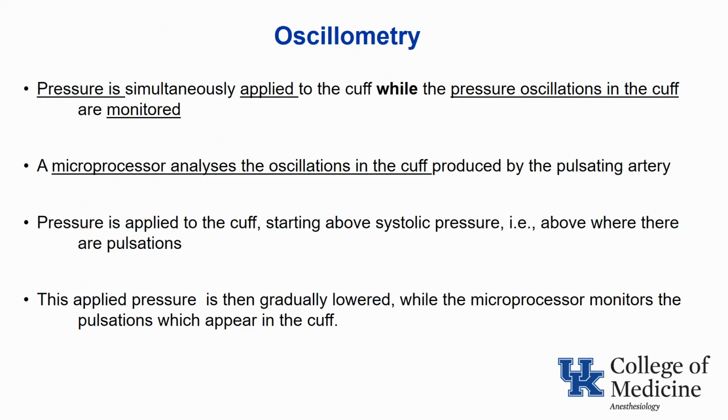The most common method nowadays used in the operating room and also in other environments is called oscillometry. This device measures the pressure in the cuff at the same time the cuff is inflated. A microprocessor analyzes the oscillation in the cuff produced by the pulsating artery.